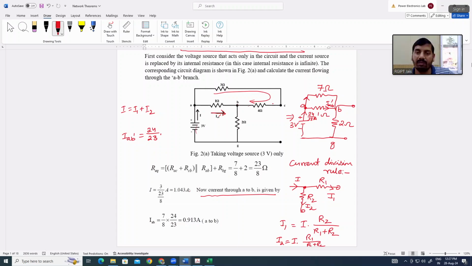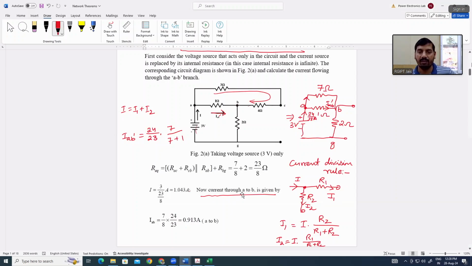किसको न्यूमरेटर में रखना पड़ेगा? IAB dash हमको find out करना है, current flowing through this 1 ohm resistor. ये दोनों 7 ऊपर, यस, और ये दोनों पैरेलल में हैं, 7 प्लस 1 नीचे. 7 divided by 7 plus 1. Clear? सो इतना current आएगा IAB dash, right?